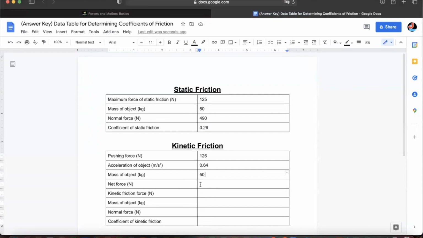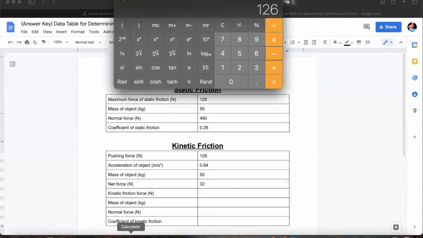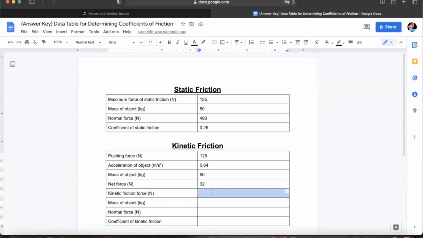So that is 32. And remember that the net force is equal to the pushing force minus the kinetic friction force. That means that the kinetic friction force is equal to the pushing force minus the net force. So 126 minus 32 gives 94.